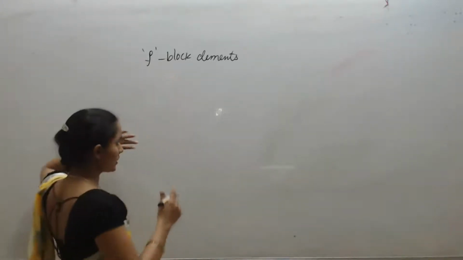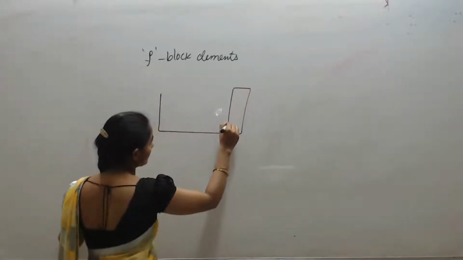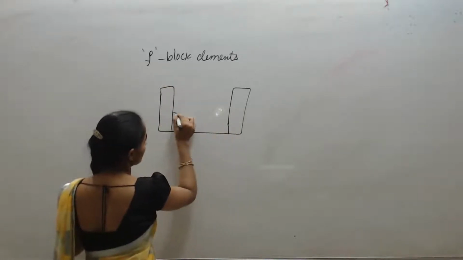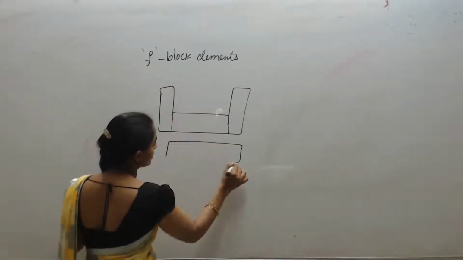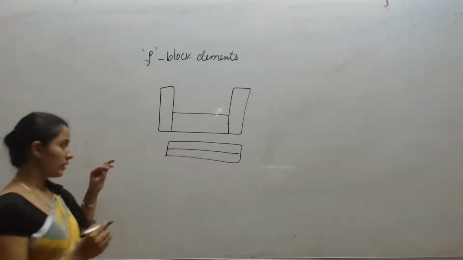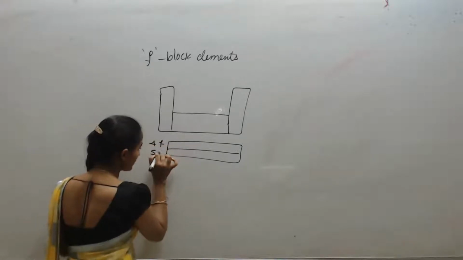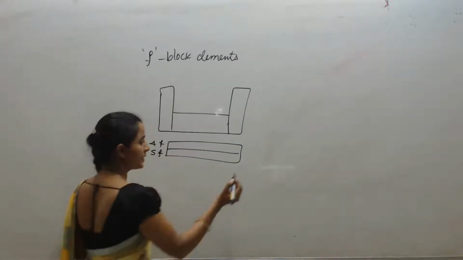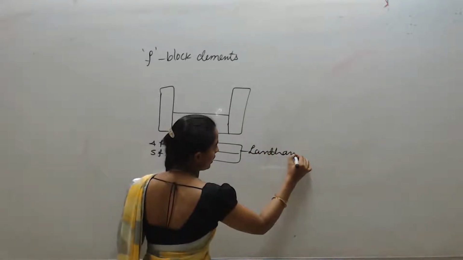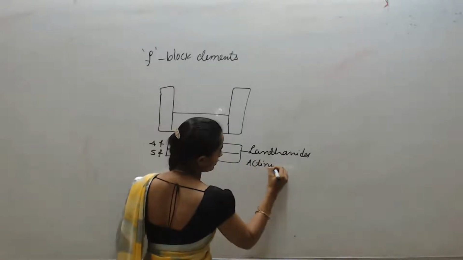In the periodic table, as I wrote, this is the modern periodic table representation. This is the D block, and this one is the F block. Correct? Here, this is called the 4F series. This one is called the 5F series. This starts from lanthanum, so they are called lanthanides. This is called actinides.